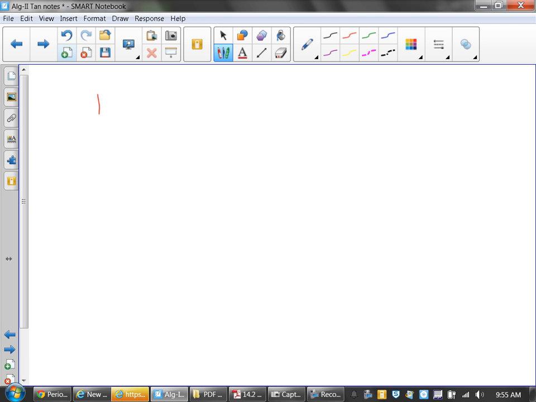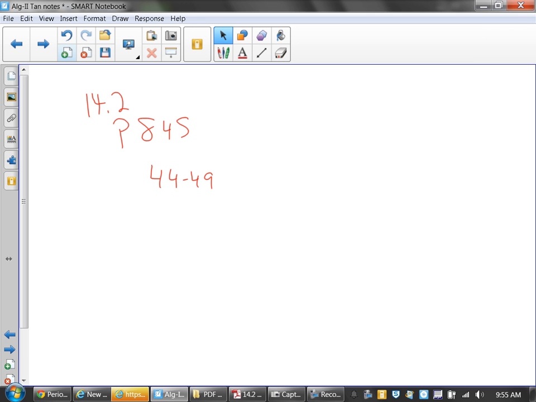So this is section 14.2, page 845. Do 44 through 49. There is a trick on number 49 that you need to figure out. It is a conundrum, yes. There is a trick. So there's 6 tangents. Give it a shot. I think it'll be all right. Okay? We'll tie all this stuff up together.